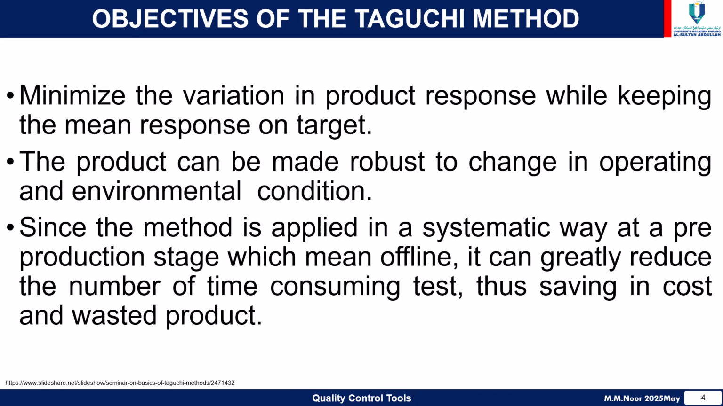So we go to the objective of the Taguchi method. The first one is to minimize the variation in product response while keeping the mean response on target. The second one is that the product can be made robust to changes in operating and environmental conditions. Since the method is applied in a systematic way at the pre-production stage, which means offline, it can greatly reduce the number of time-consuming tests, thus saving costs in wasted product.